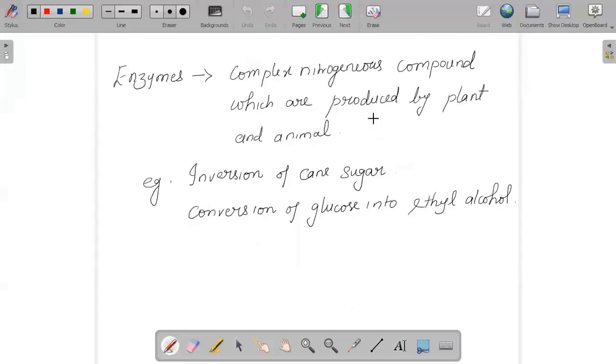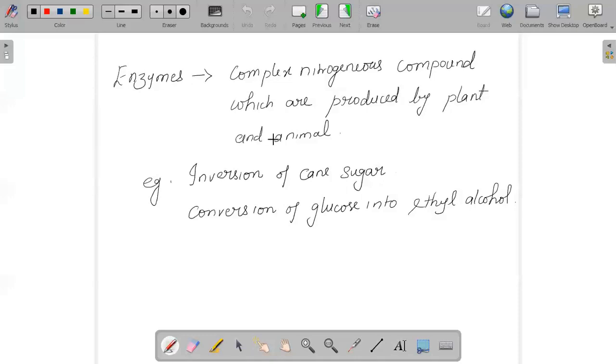And then the next concept is: what are enzymes? Enzymes are complex nitrogenous compounds which are produced by plants and animals. They are protein molecules of high molecular mass and form a colloidal solution with water. They are very effective catalysts, and they catalyze many reactions which occur in the bodies of animals and plants to maintain their life processes.